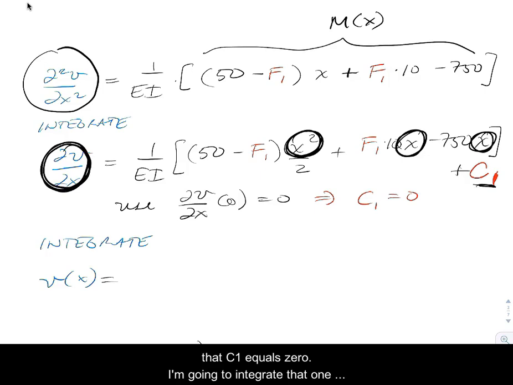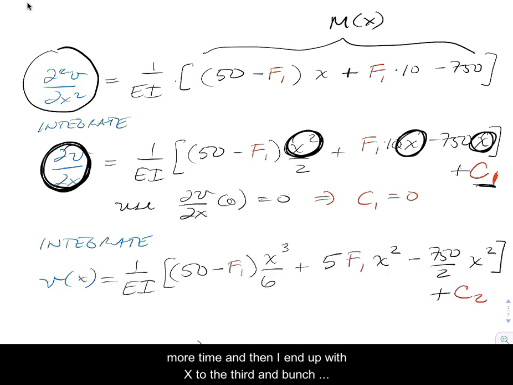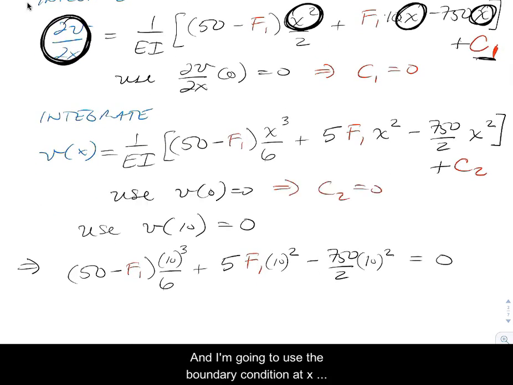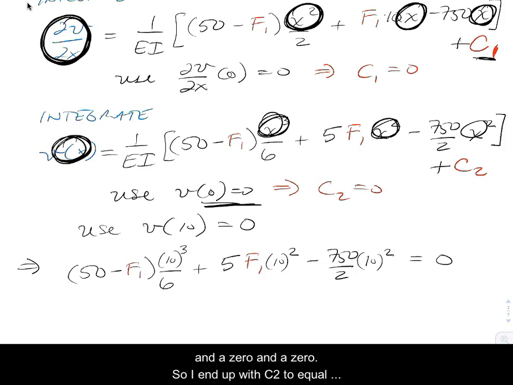So I'm going to integrate that one more time. And now I end up with x to the third and a bunch of x squareds and another constant of integration that comes out. And I'm going to use the boundary condition at x equals 0 again. And so plugging in, I know that v at 0 equals 0. That becomes a 0 again, a 0 and a 0. So I end up with C2 equals 0. And I still have one more unknown that's sitting in my equation. It's going to be F1.